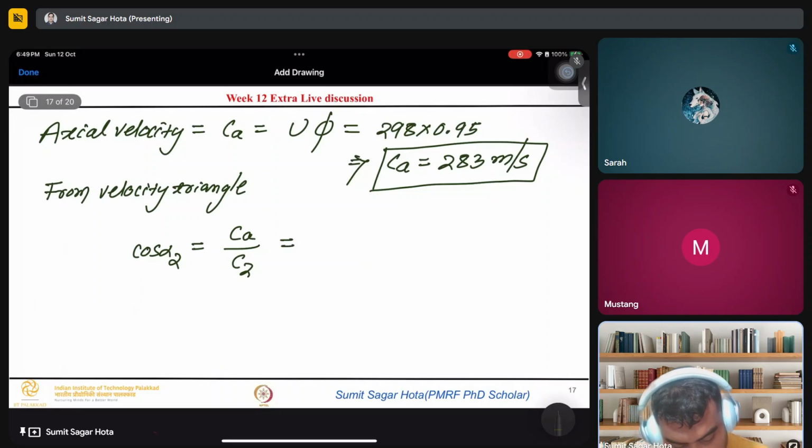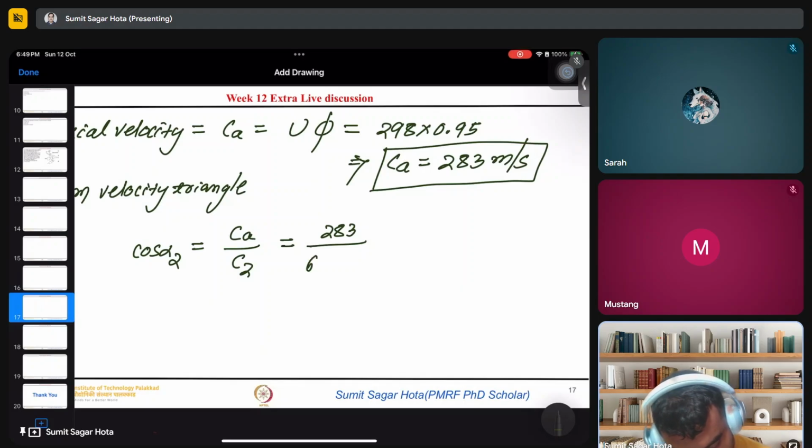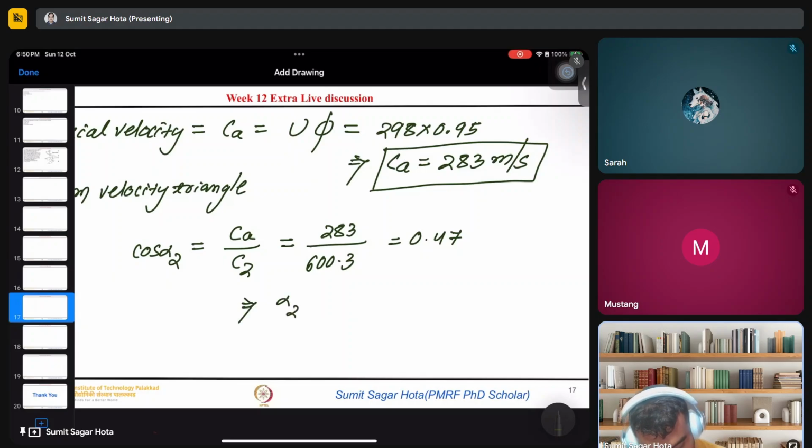Now CA we found above, 283, and C2 we also found from here, 600.3. If you solve, you will get 0.47. Always remember this is cos alpha 2, so just find alpha 2 in degrees. Alpha 2, if you find out, will be 62 degrees. This is your answer.